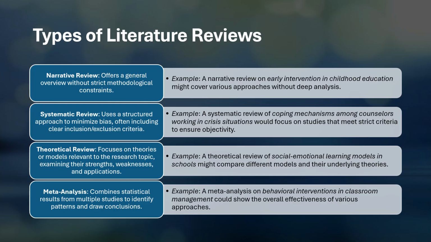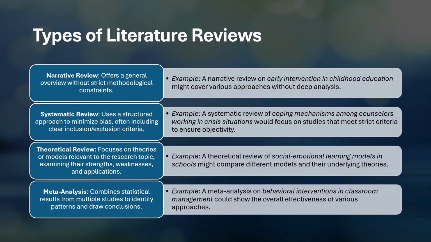There are different types of literature reviews, and each has its own approach. A narrative review is broad and general, providing a summary of a wide range of studies without strict criteria for selection. This is often used to give an overall picture without getting too detailed. A systemic review, on the other hand, is much more structured. It follows strict criteria for which studies to include, which reduces bias.